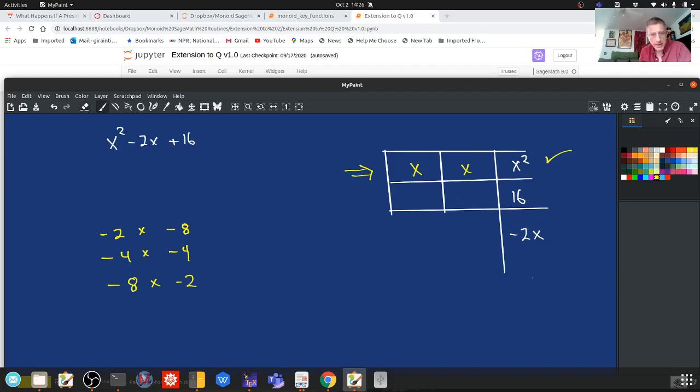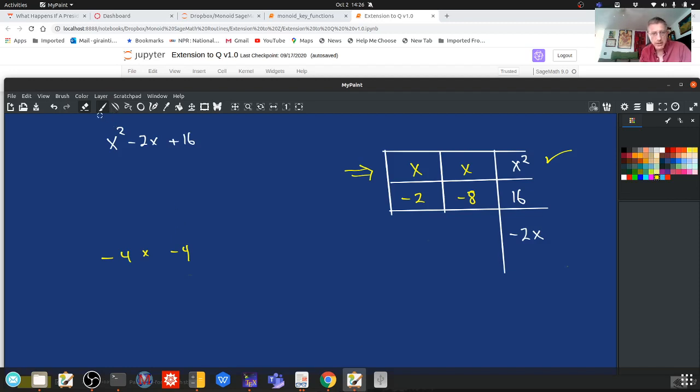So now let's try minus 2 and minus 8. So minus 2 times minus 8 gives me plus 16. Minus 2x minus 8x gives me minus 10x. And I want minus 2x. So that possibility fails as well. So let's erase it and try something else. Remember, my minus 8 times minus 2 is the same as my minus 2 times minus 8 when the case is monic. So literally I only have one more left to go.